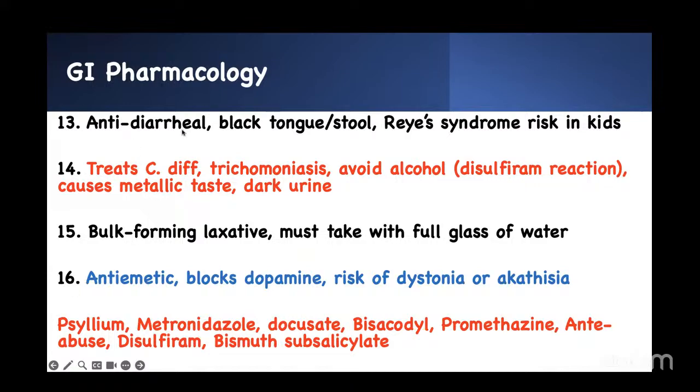This is anti-diarrhea. Therefore, pick a medication that you can take if you have diarrhea. But it's going to cause Reye syndrome in kids. What do you think? You know Reye syndrome happens because you give a kid salicylate. I see bismuth subsalicylate. Therefore, I'm picking that answer.